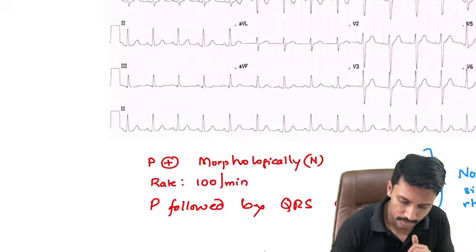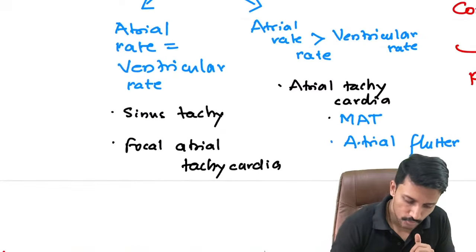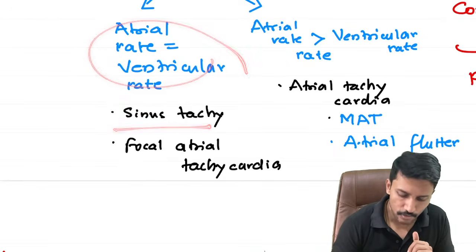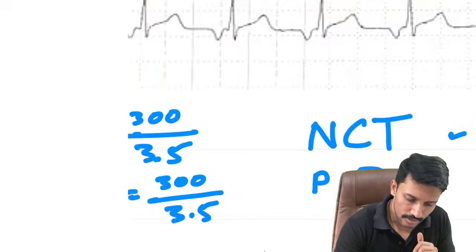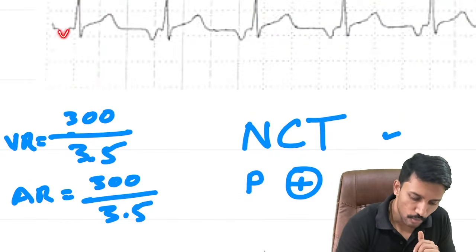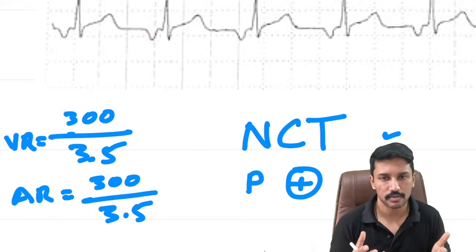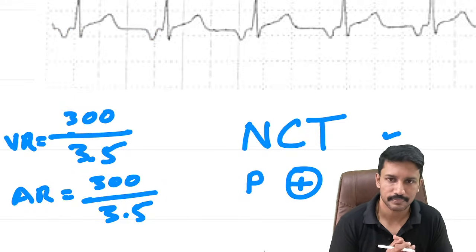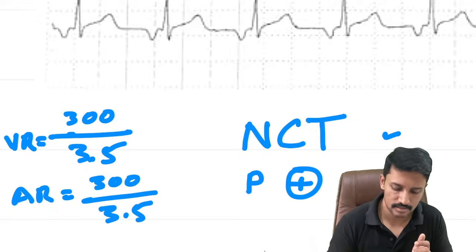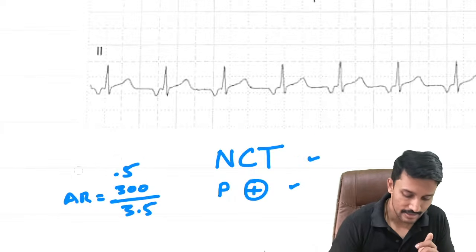So according to our algorithm, if atrial rate is equal to ventricular rate, either I have sinus tachycardia or focal atrial tachycardia. Now in this ECG, I can't call it sinus tachycardia because these are not morphologically normal P waves. So then what should I call it? I will call this ECG focal atrial tachycardia.